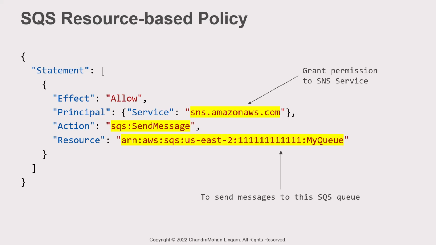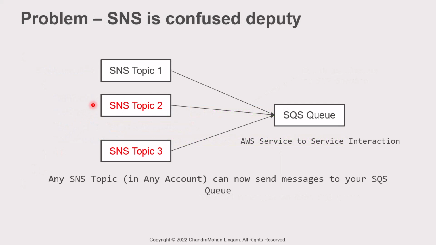However, the problem here is we granted permission to the SNS service itself. So what this means is any SNS topic can publish the message to your queue. This includes SNS topics in other accounts and regions as well. This issue is also a confused deputy problem, as someone can use the intermediary, in this case SNS service, to perform an unauthorized action, which is publishing messages to your queue.